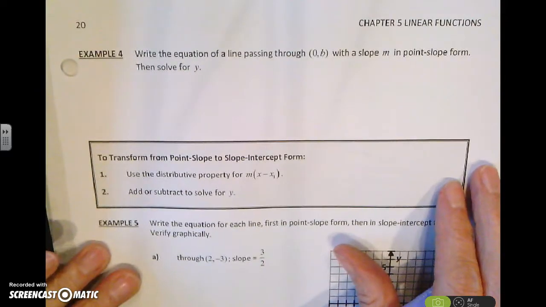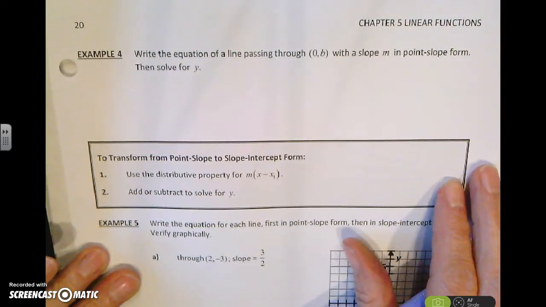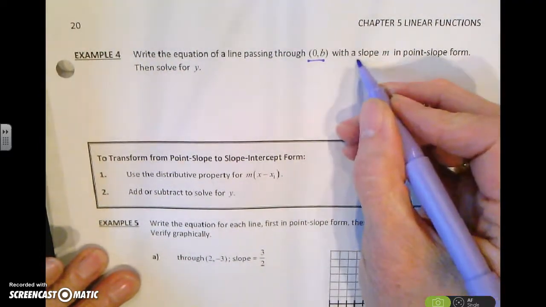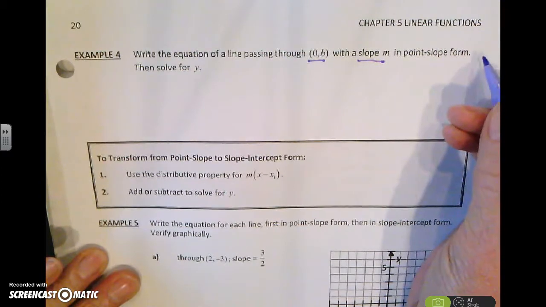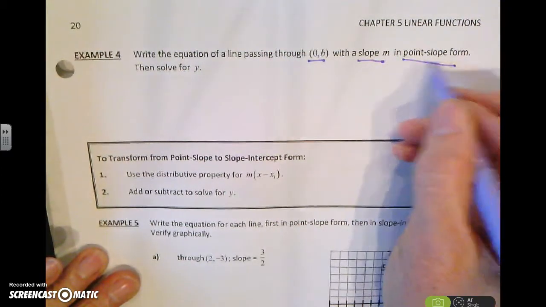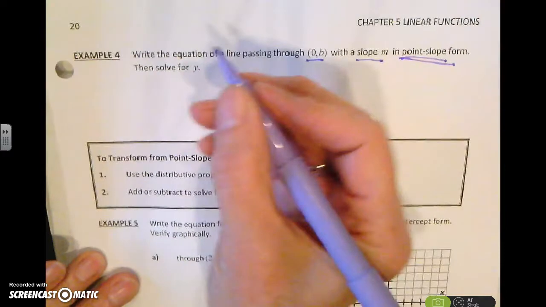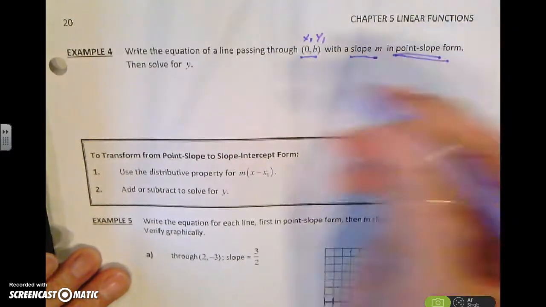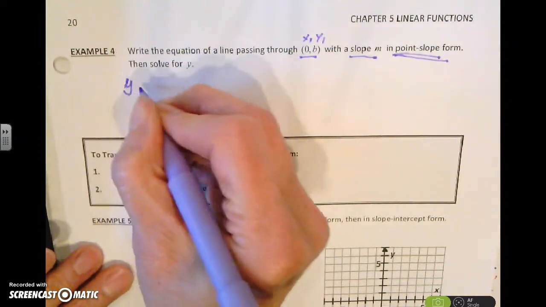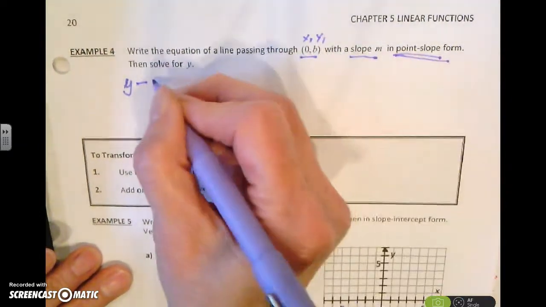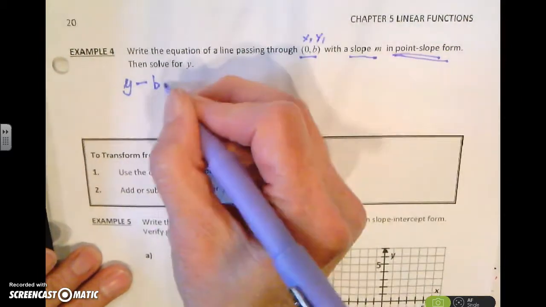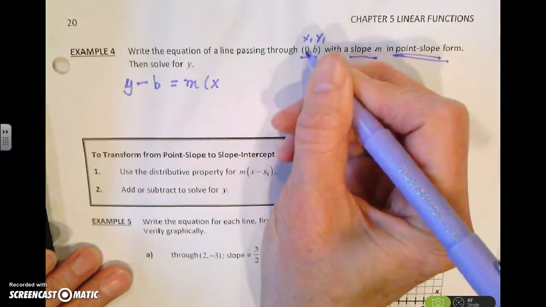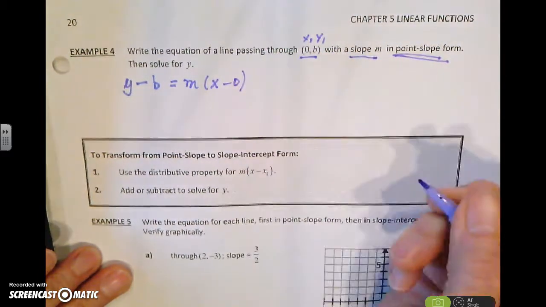For example 4, we're going to write the equation of a line passing through the point (0, b) with a slope of m in point slope form. So we're going to use point slope form. So notice it directs me there. So this is going to be my x1, this is going to be my y1. So I'm going to say that y minus b is equal to m, and then x minus 0.